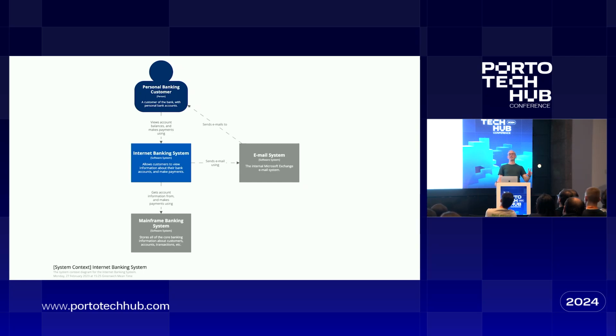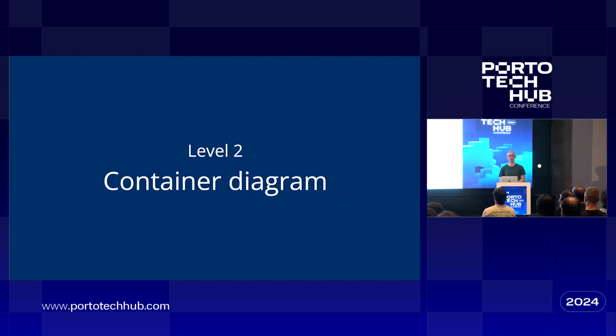We also need to send emails to our customers so they can do password resets, multi-factor authentication, fraud alerts, whatever it might be. We don't want to build an email delivery mechanism. We're just going to use the bank's existing email system, which in this case is Exchange. And that's my context diagram. It's showing you the system we're building, who's using it, and how it fits into the other systems and world around it.